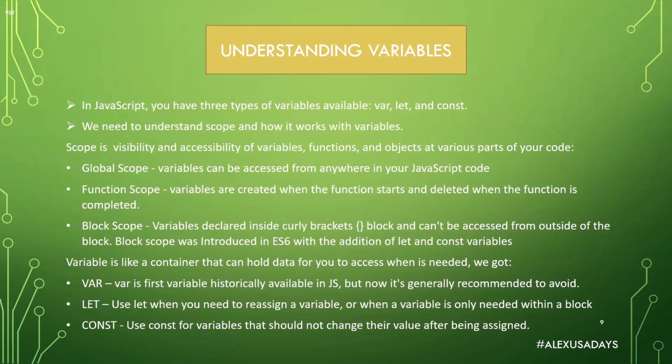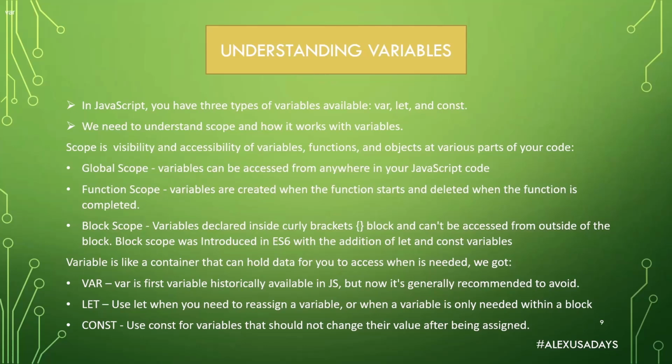Then there is function scope, and variables are created when the function starts and deleted when the function is completed. Function scope is for var variables. Then there's block scope, so variables declared inside a curly brackets block cannot be accessed from outside of the block. Block scope was introduced in ES6, an updated version of JavaScript that everyone uses now, with the addition of let and const variables. So let and const are newer variables. Var is an older one.